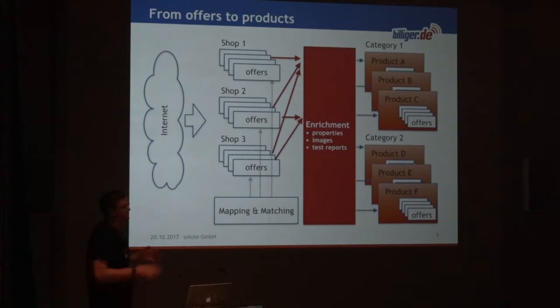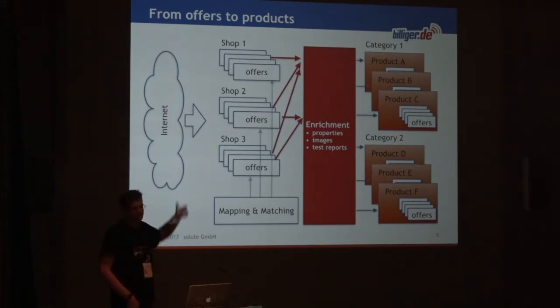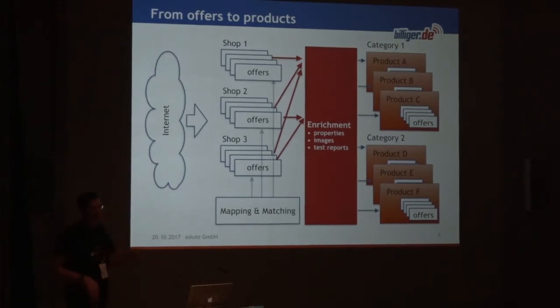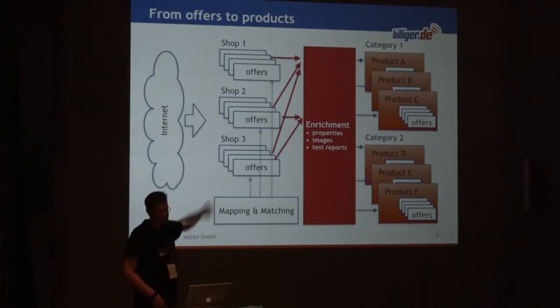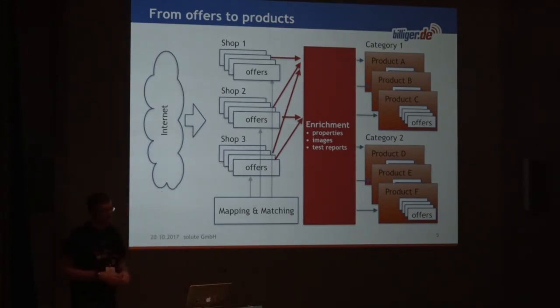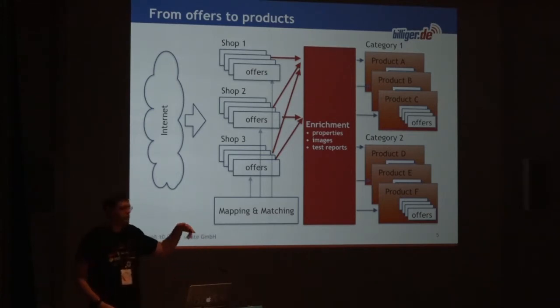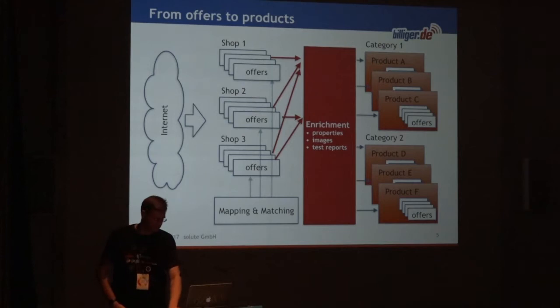Once we have clustered them, these are basically the product seeds. What we now need to do is, for those clusters that we have identified as belonging to the same product, enrich those products by calculating the properties of the product, like display size and memory, and finding out what are the nicest pictures to show you. In some cases we also get test reports from third parties, which we then add to the product. And then we have to store all of this by category for further downstream processing, basically for putting it into the search and the front-end service, which is not what I'm talking about.